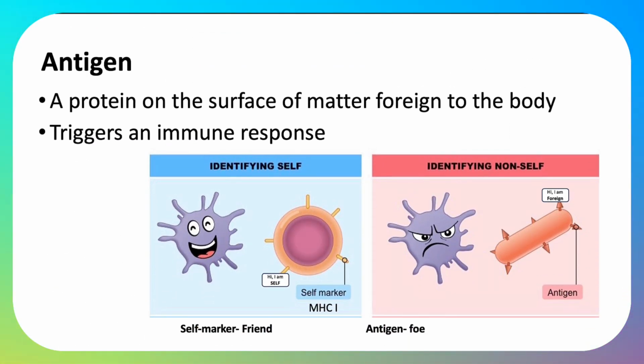So what are they called? Markers that are not self are called antigens. Antibody generator, that's where this comes from, antigen. So a protein on the surface of matter that's foreign to the body is called an antigen. And it says that I'm foreign, and that's going to trigger the immune response.